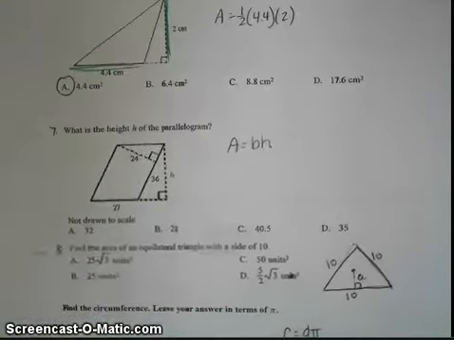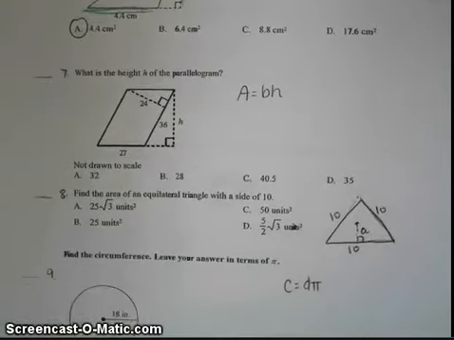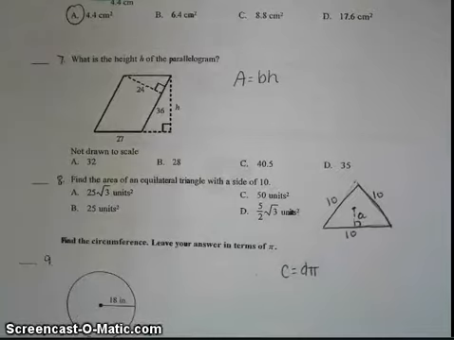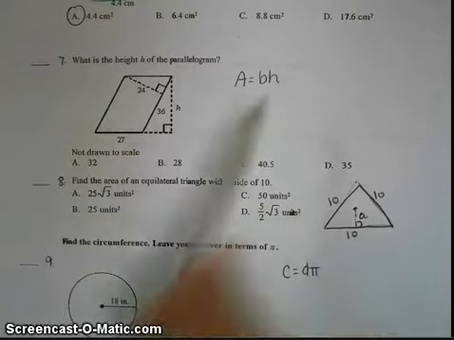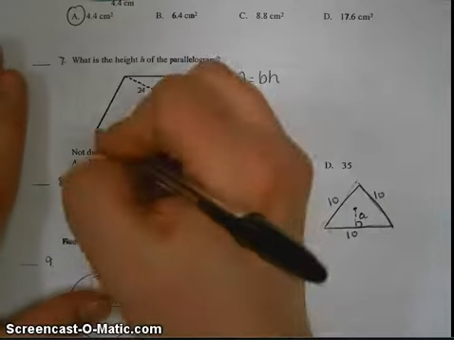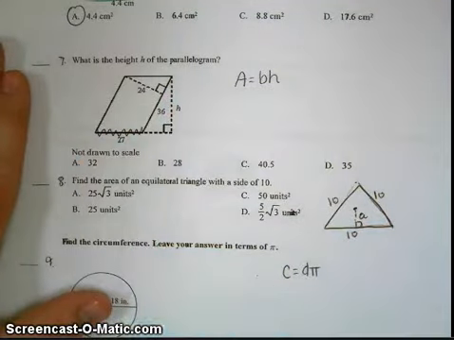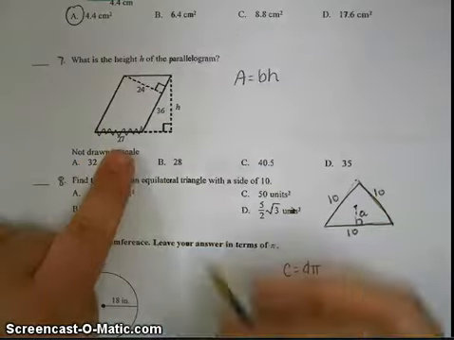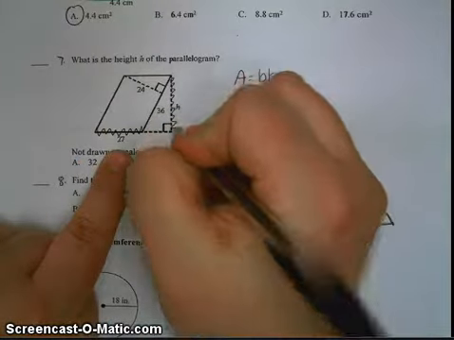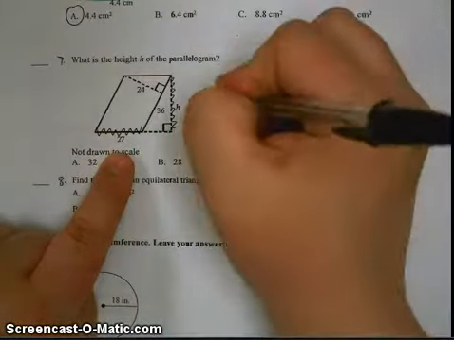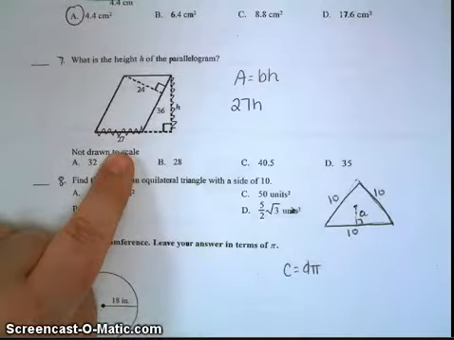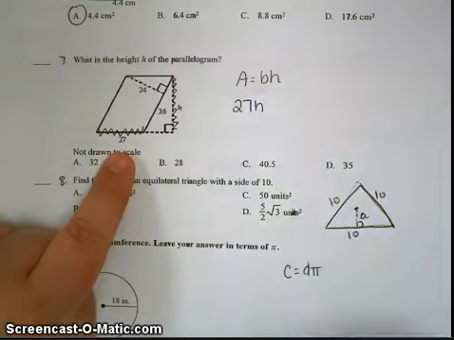Number 7 is a little bit tricky. So here we have a parallelogram. We know that the area of a parallelogram is base times height. So when I'm looking at 27, compared to that base, h would be the height that goes with it. So 27h would be our area. Well, that's not going to help me solve for h.